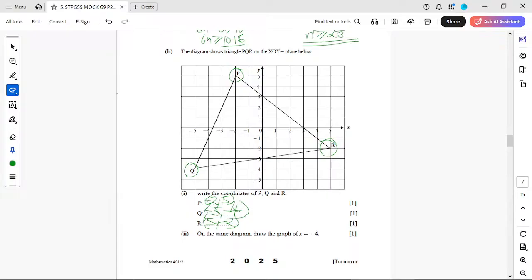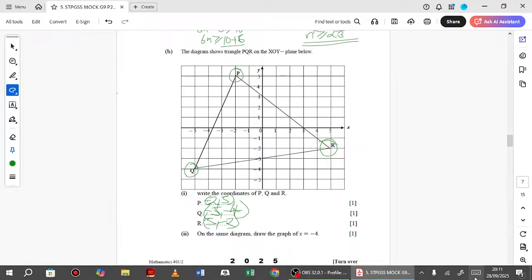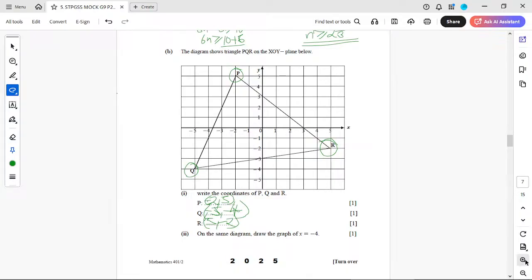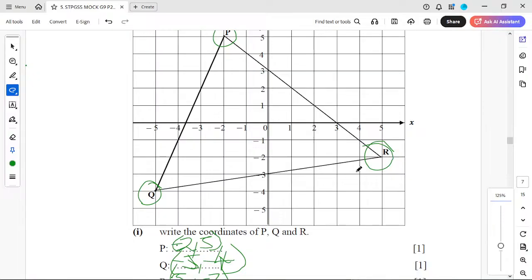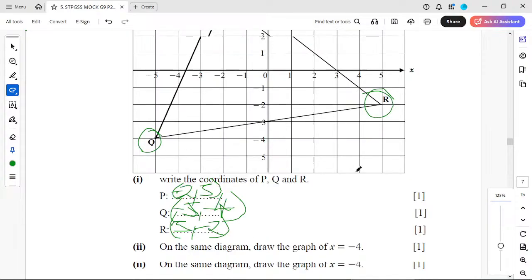Okay, so to draw such a graph, what we need to do is this. Let me just try to zoom it. Okay, please, if you have any concern, you can ask me. Okay, I've zoomed it, you see it?